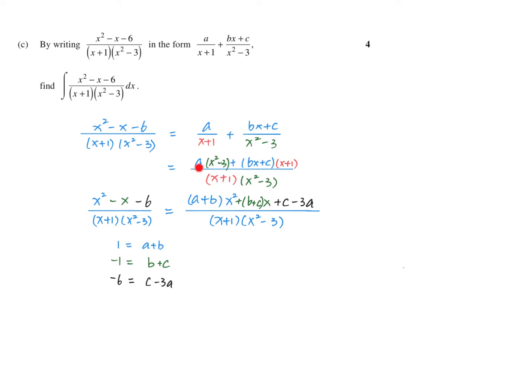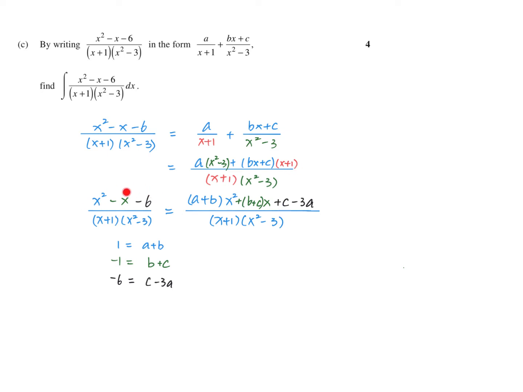And then expanding the numerator, we collect the x squared coefficient. The ax squared plus the bx times x, you get a plus b x squared. To collect the coefficient of x, we have bx times 1 and c times x. So the coefficient of x is b plus c. And for the constant term, we have minus 3 times a and c times 1.